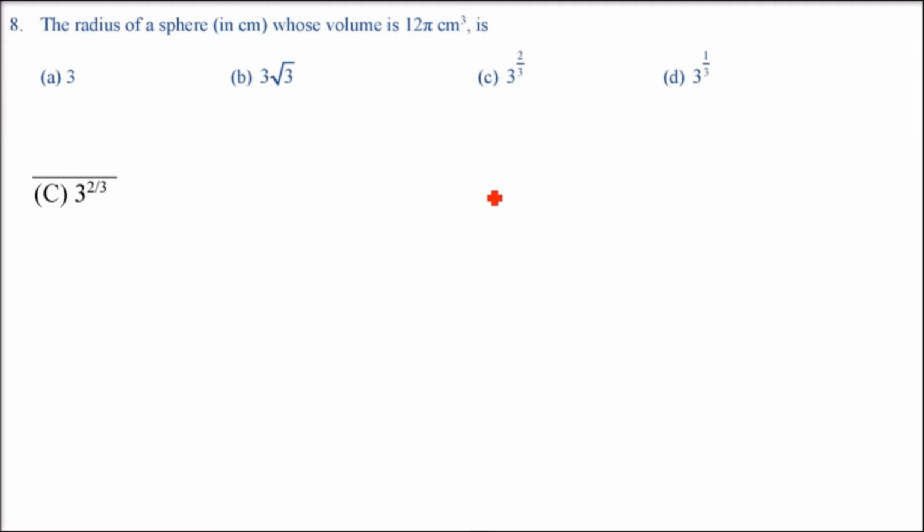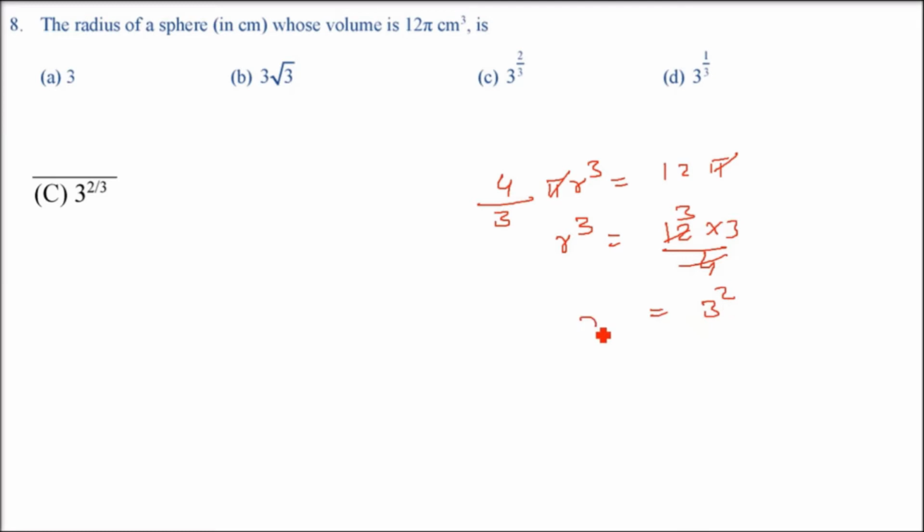The volume of a sphere is 4 by 3 pi r cube, and this equals 12 pi. You cancel pi, you get r cube equals 12 into 3 by 4. 4 3s are 12, so you get r cube as 3 square. Now you can take the third root on both sides. That is r equals 3 raised to the power 2 into 1 by 3, which is 3 raised to 2 by 3. This is how option C is the correct option.